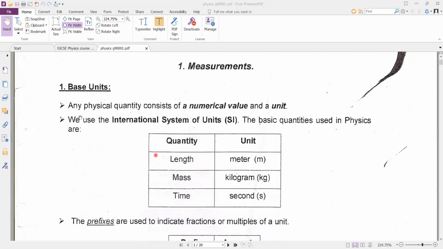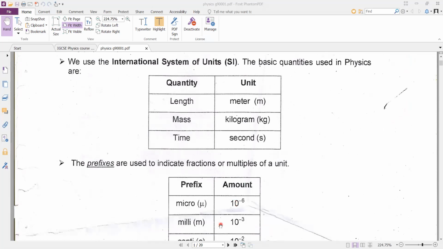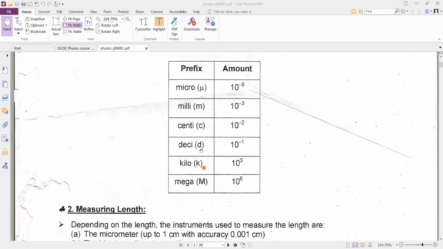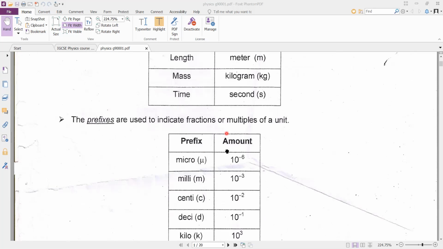We know the basic units: length is meter, mass is kilogram, and time is second. Who is writing these notes from the platform? Who has opened the platform and is writing these notes? Nobody downloaded these notes? We need to find the important main points to write in the physics notebook. And we know that a prefix indicates the fraction of what?